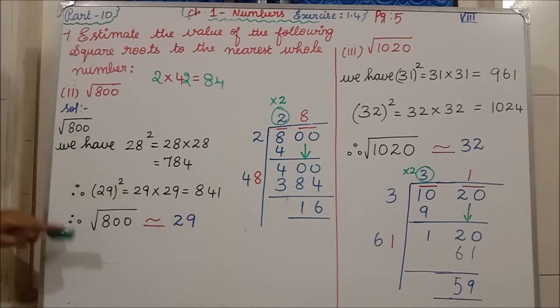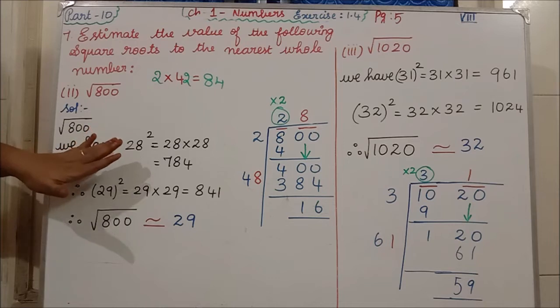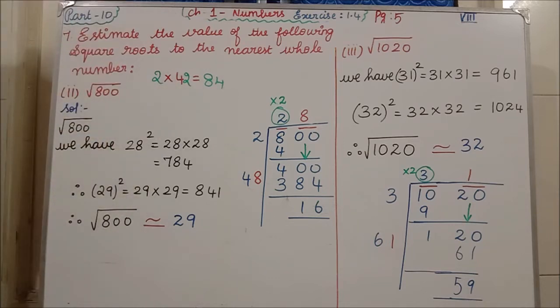Clear all of it, the second subdivision? The same model we are going to do for the third subdivision also. Now what is the third subdivision question? Square root of 1020.